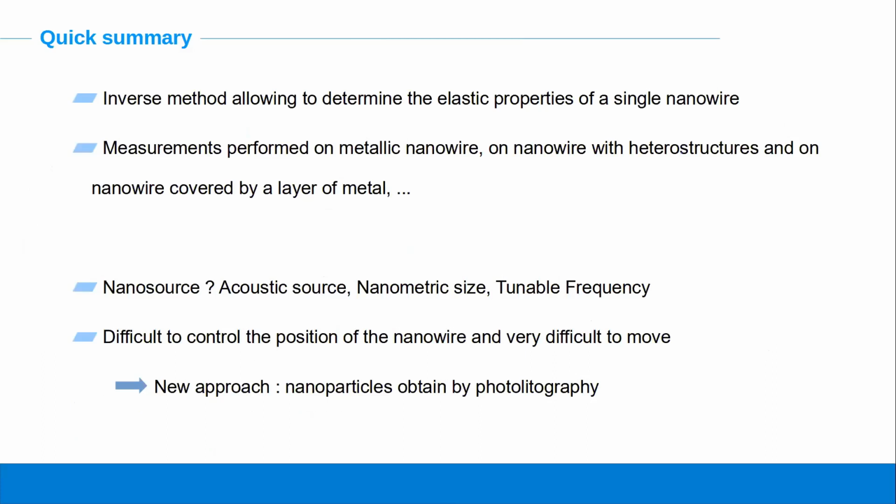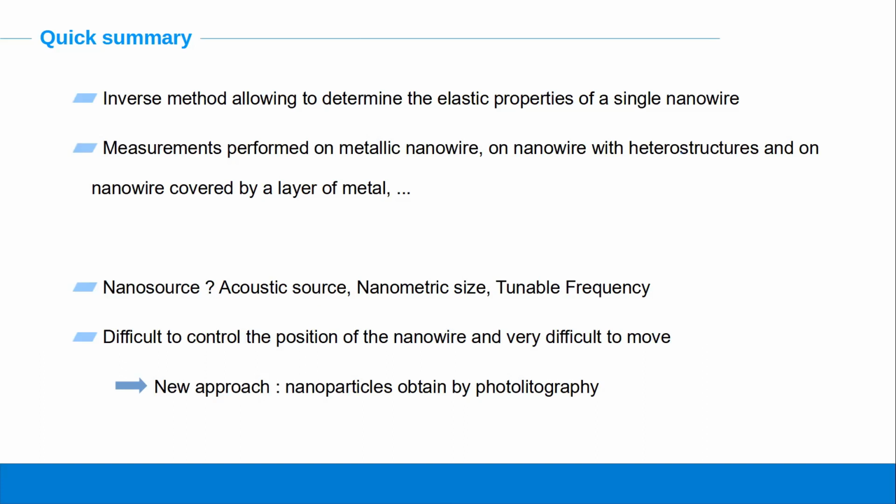So we have an inverse method allowing us to determine the elastic properties of nanowires. Here I show some examples performed on metallic nanowires and nanowires with heterostructures, but we can also investigate nanoparticles with, for example, semiconductor material covered with a layer of metal. And so we have access to a huge number of nanoparticles to develop applications. But are nanowires good nano-sources?